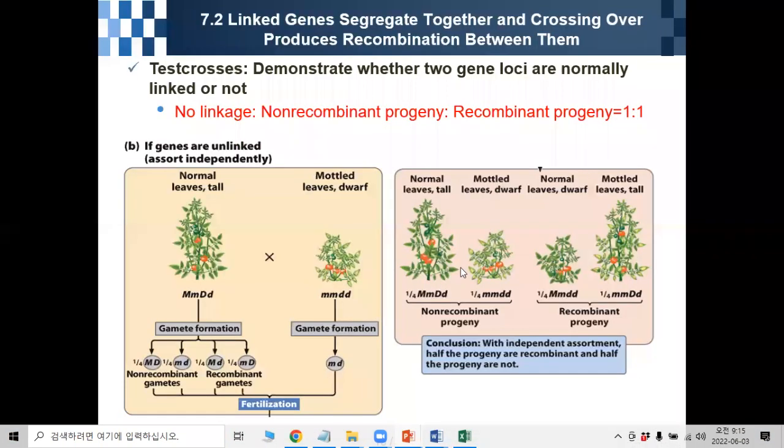If M and D are unlinked, after the test cross we will have a 1:1:1:1 ratio. One will be non-recombinant, another will be non-recombinant, and the third will be recombinant: they have normal leaves but are very short. Another one is recombinant: they have mottled leaves but are very tall.